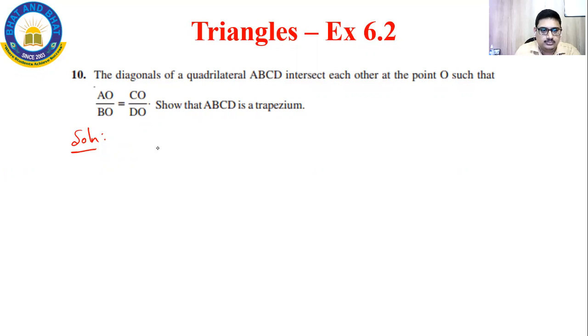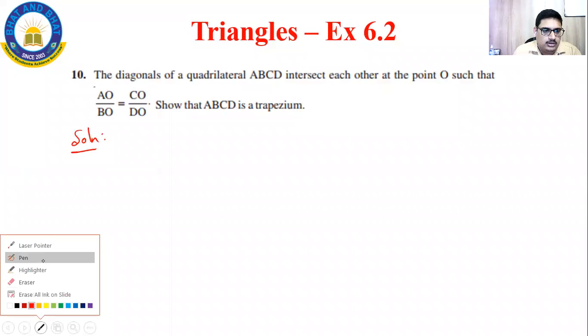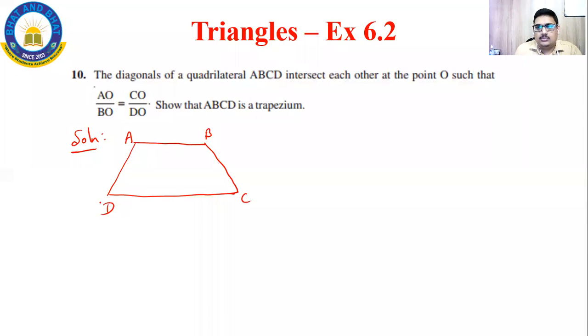So let me draw a trapezium for you. Instead of taking a trapezium, we have to just state it as a quadrilateral ABCD, because we have to prove that it is a trapezium. So let's consider it as ABCD, a quadrilateral. Sujana says a trapezium is a quadrilateral in which only one pair of opposite sides are parallel to each other. That is exactly correct. Sujana, good.